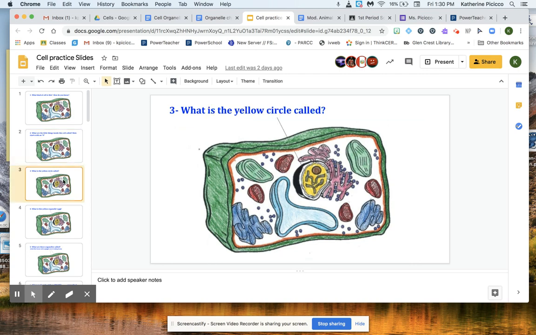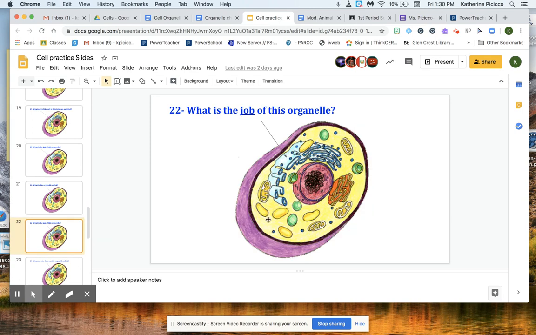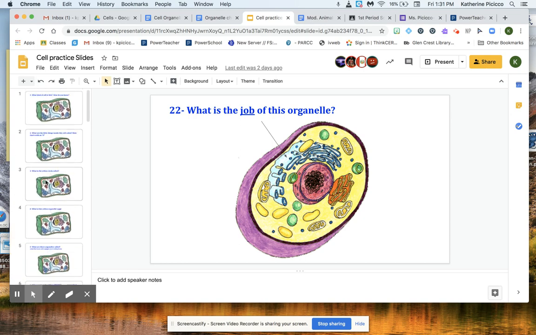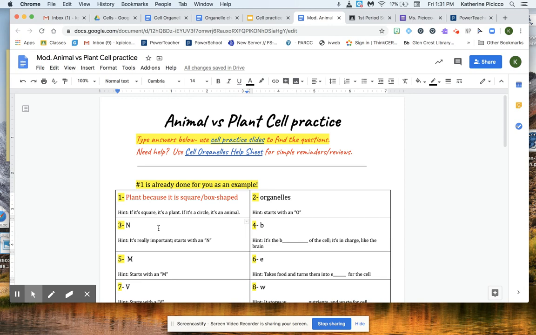The next one is the yellow circle, number three. The yellow circle, always we look for this central circle. Another picture that shows it pretty well is here. It kind of ends up looking like a melon with a pit or squiggly stuff in the middle. But you basically look for the main circle. Anytime you see the main circle in the cell, that's a big deal. That's called the nucleus. So on my sheet, I'm going to write N for nucleus.